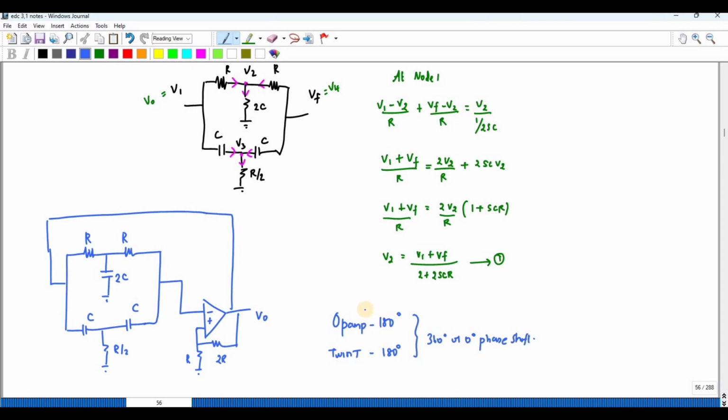Let me take this as the output V naught, and this is your feedback Vf. This point I have taken as V2 and this one as V3. This is V1 and V4. So we apply a nodal equation for this node.